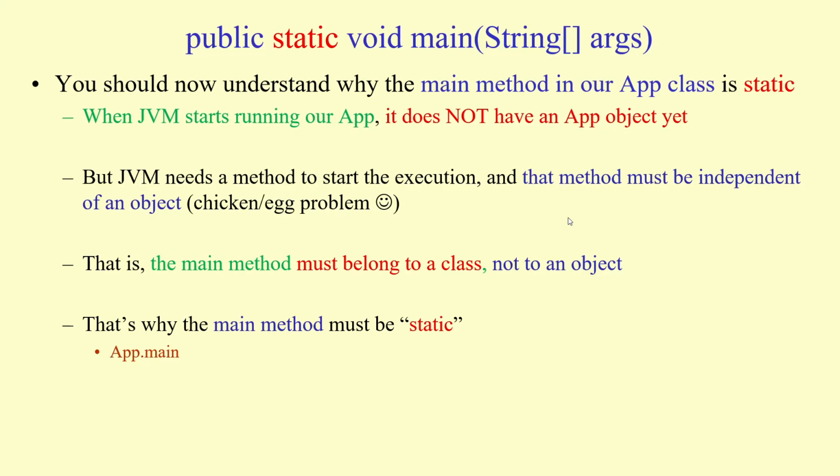Again, this is a chicken and egg problem. You don't have any objects in the system yet, but the execution must start somewhere. So that somewhere, the main method, must belong to a class, must be just enclosed in a namespace in a class, but it should not be part of an object because there are no objects in the system yet. We start executing in the main method that must be static, and the goal of the main method is then to create other objects and start populating our application with other objects in the system and start running.